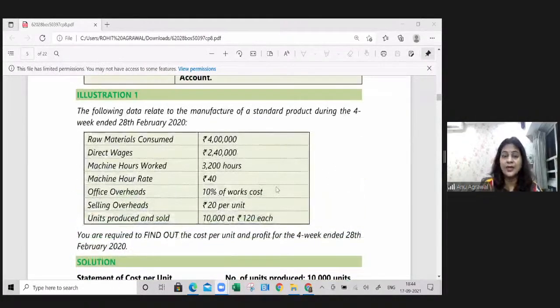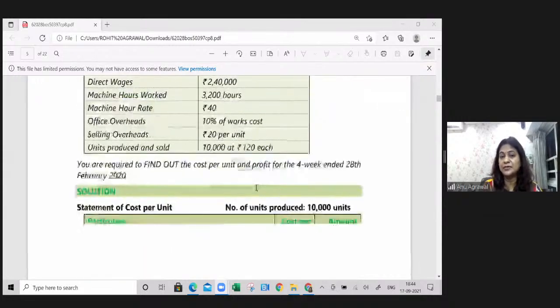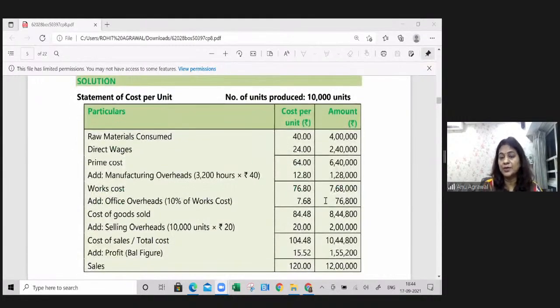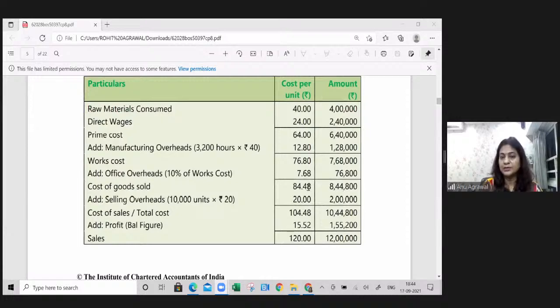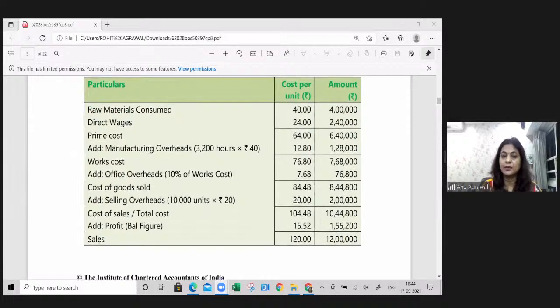Now here I was very clear. I will absorb office overheads on the basis of 10% of works cost. So what did I do? Works cost 768. I absorbed overheads at the rate of 76,800. Per unit, it will become how much? Divided by 10,000, 7.68. This is my cost of goods sold.